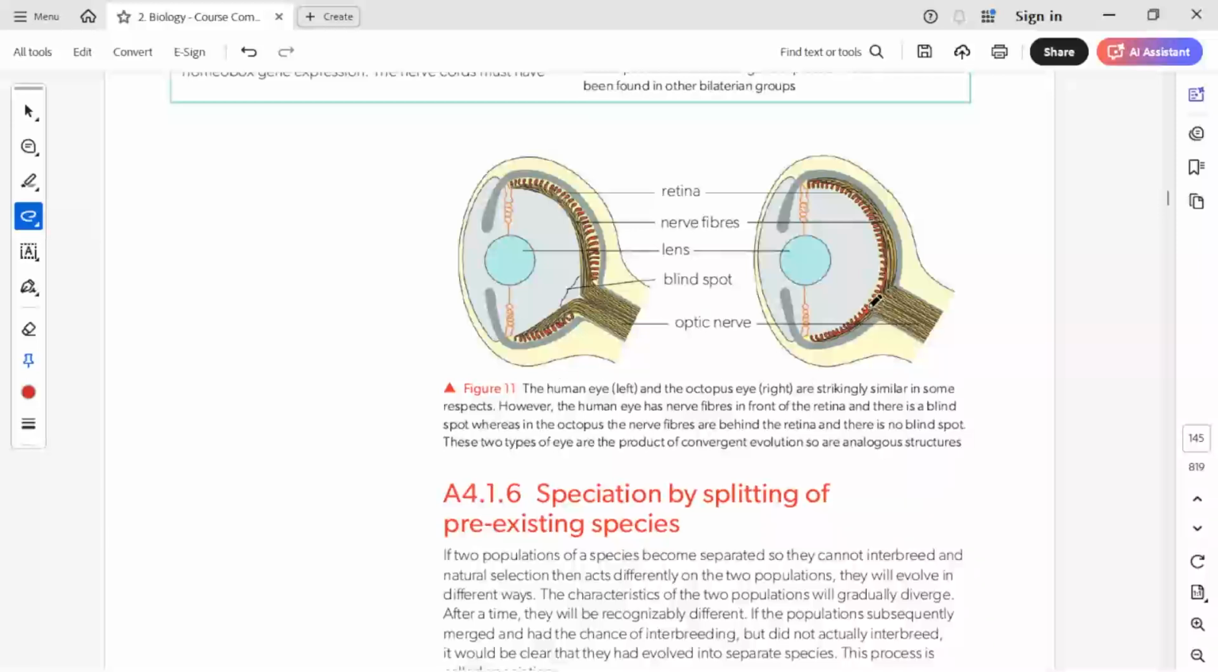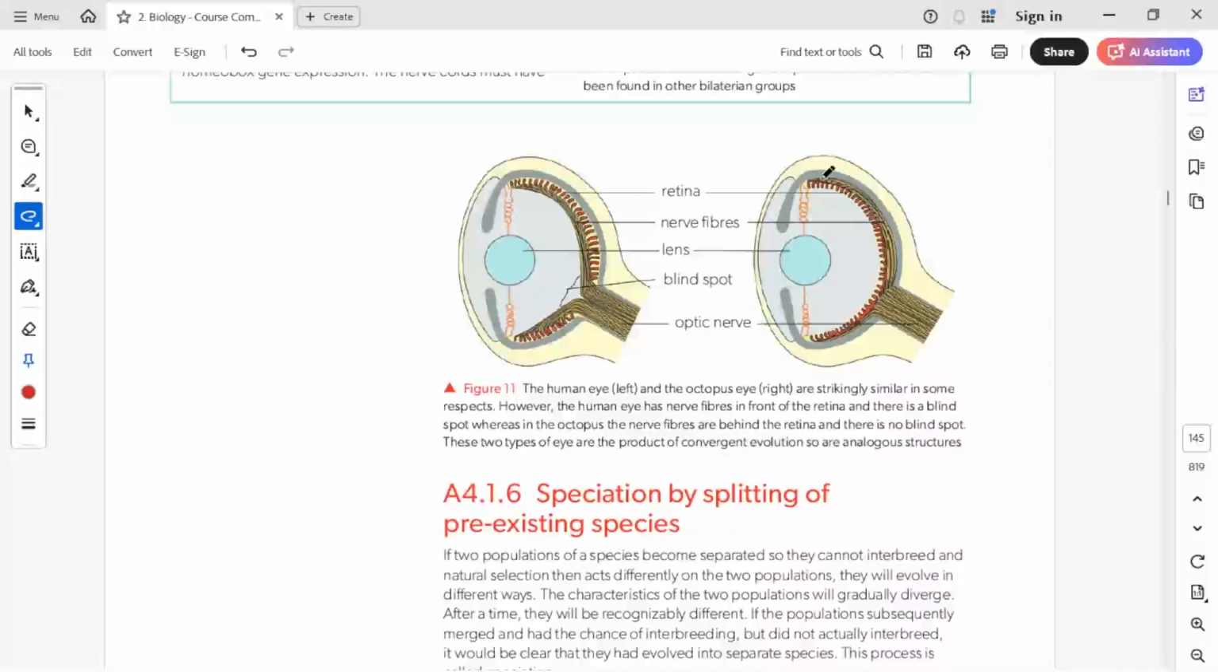While if you see this particular organism's eye, the octopus eye, here we can see that the retina is present in the front and the nerve fibers are present in the back, and there is no blind spot that can be seen here. And this is the optic nerve which is getting all the transmissions from the brain. So these are the structures.